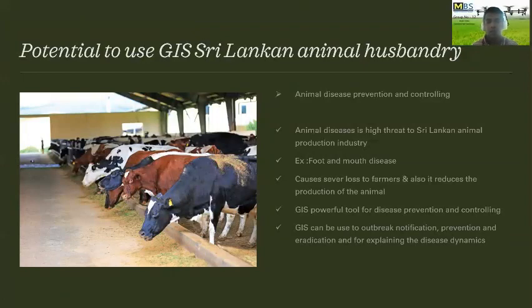So if we consider GIS, it is a powerful tool for prevention and control of diseases, because it can be used for disease outbreak notification, prevention and eradication, and also explaining the disease dynamics. It's important for veterinarians to identify the disease pattern.